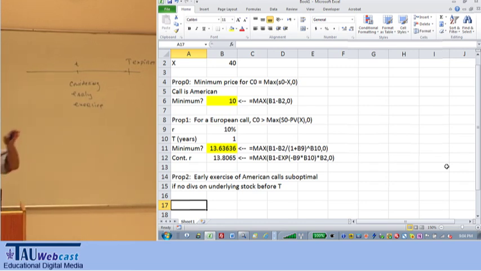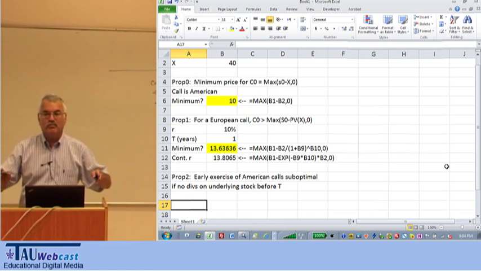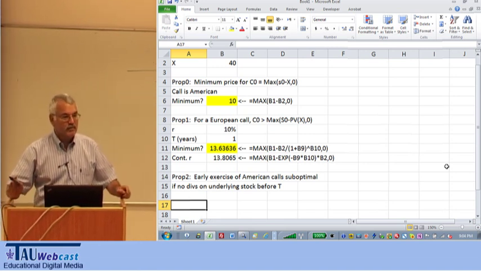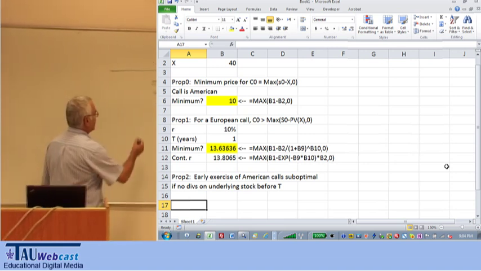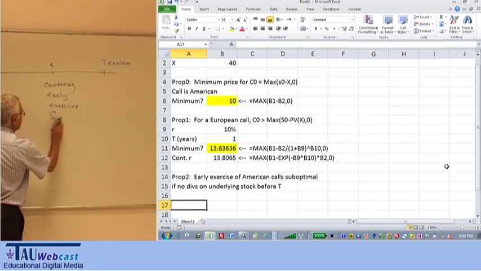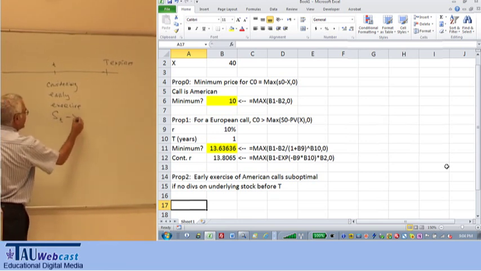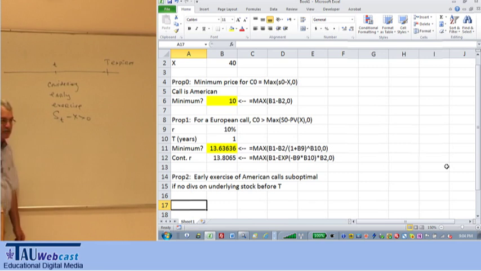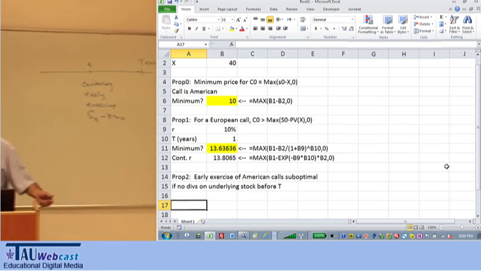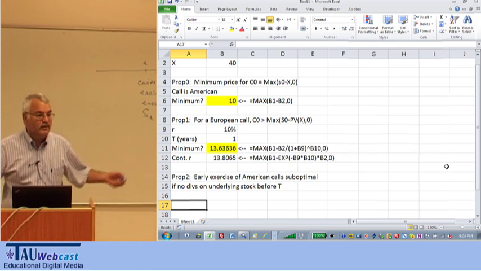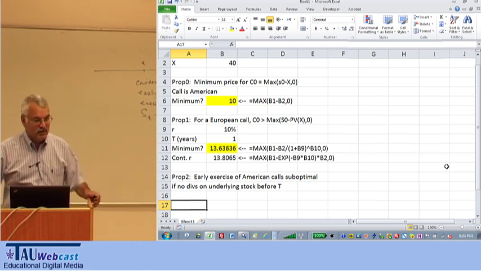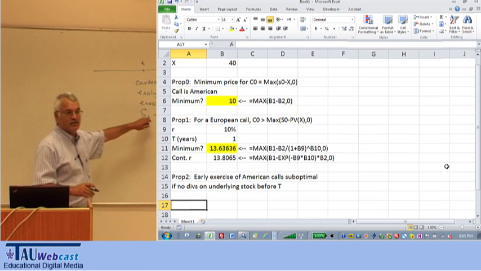Okay, now why would you consider early exercise? There could only be one reason. It must be that S_T is bigger than X. Right? Because if S_T is less than X, then why would you early exercise? It's not going to give you anything. Okay? So S_T is bigger than X.